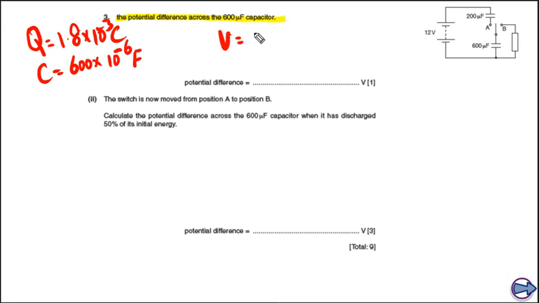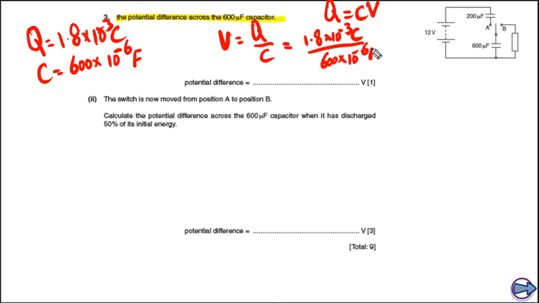So we can say V is equal to Q over C, because Q is equal to C times V. We just need to plug in values. So this is 1.8 times 10 to the minus 3 coulombs divided by 600 times 10 to the minus 6 farads. If we solve this one, our final answer is 3.0 volts.